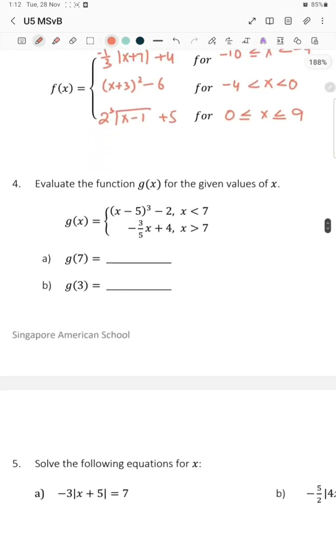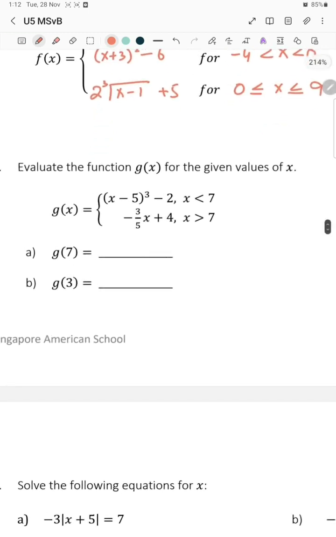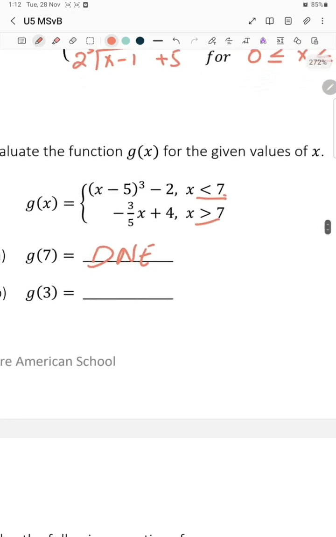Evaluate the function g of x for the given values of x. Okay, g of 7. So it's greater than 7, less than 7, it means does not exist. G of 3, less than 7. It would fall in less than 7.